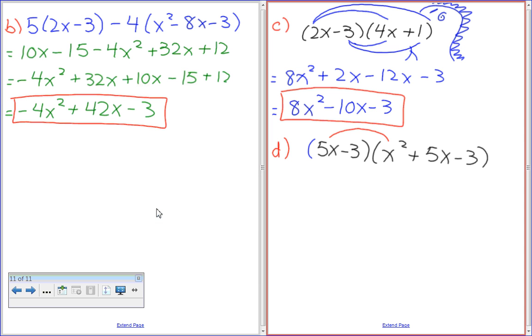5x cubed. Yeah, keep going. Plus 25x squared. Yeah. Plus... No, minus 9. No. You multiply those two? Negative. I'm going to say minus 15x. Because remember, this 5x has to hit all 3 of them. There's 1, there's 2, there's 3. You see what I mean? So the 5x, everyone see that, right? The 5x hits all 3 of those right there.